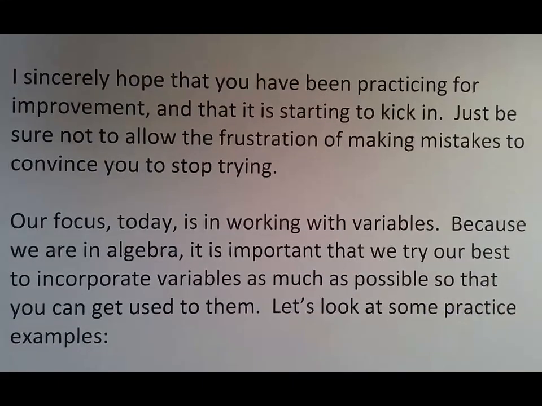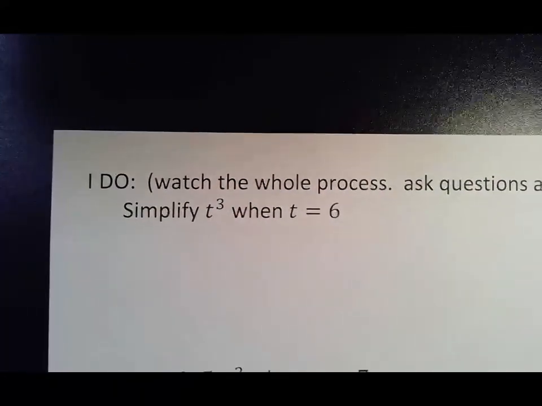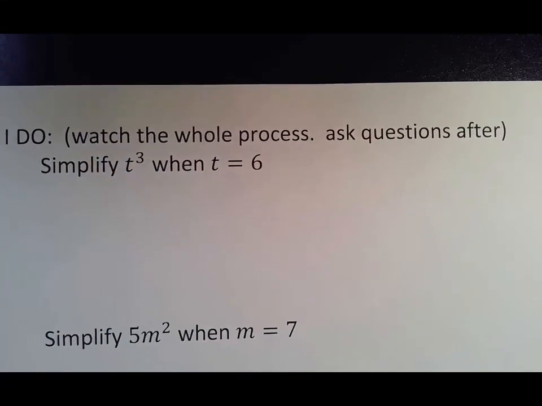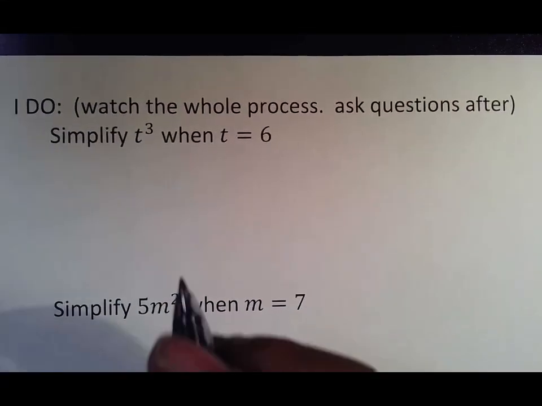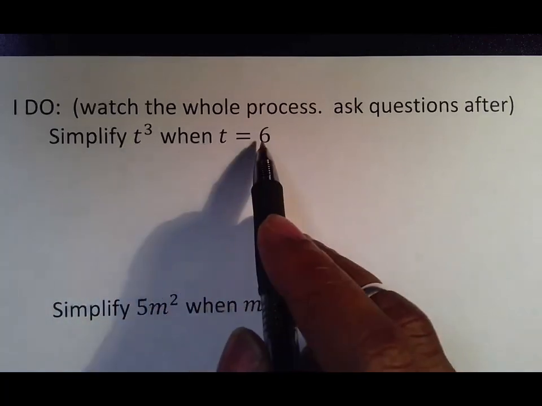Our focus today is working with variables. Because we are in algebra, it's important we try our best to start working with those as much as possible so you get used to them. So let's look at some practice examples real fast, and then let's get to your part, and then let's move on. So it says simplify t to the third when t is 6.